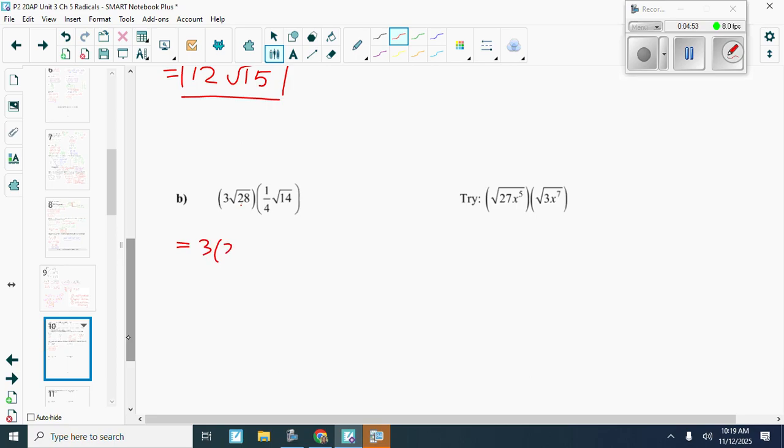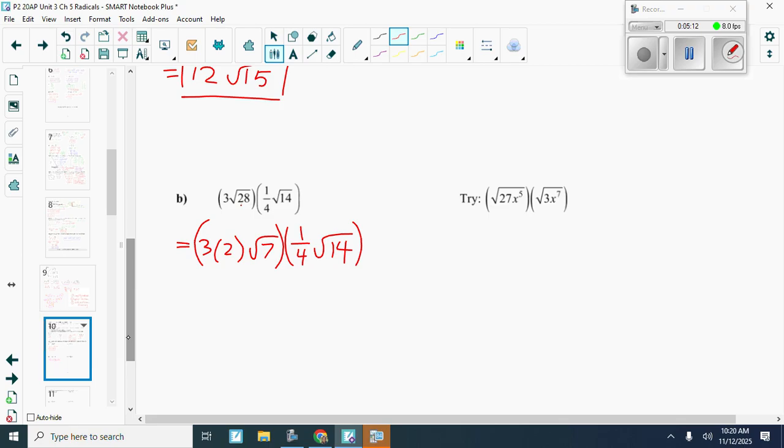So if I were to take and split that up, the 4 would come out and it would become a 2. So I have 2 root 7. And then I can't really simplify the second one, so it would stay there. Okay, we're good with our fractions.